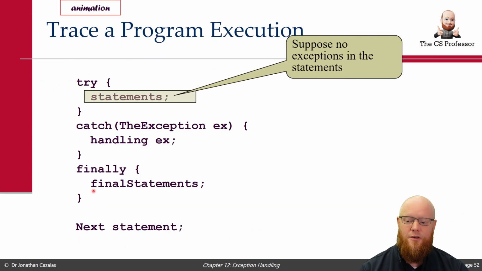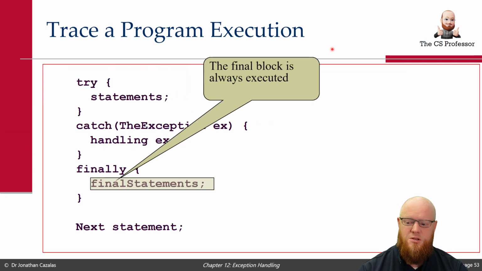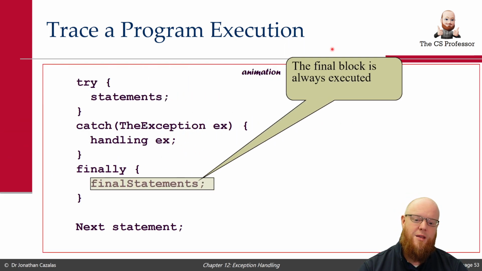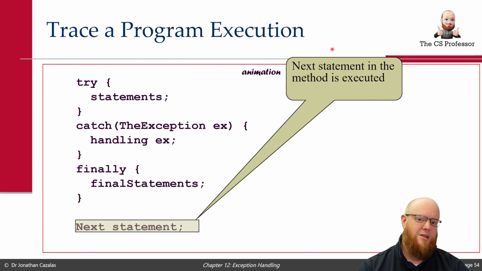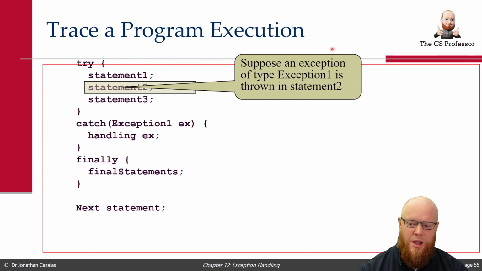That's the idea of rethrowing. What we have now is just a simple example of tracing through a couple of program executions. Suppose there are no exceptions within this try statement. Well, we're going to do the try. There's no exceptions. We skip the catch. We go to the finally. We execute that. And then we execute the statements that come after that entire block.